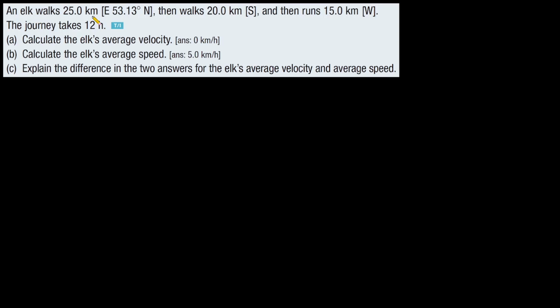Question. An elk walks 25 kilometers east, 53.13 degrees toward north, then walks 20 kilometers south, and then runs 15 kilometers west. The journey takes 12 hours.